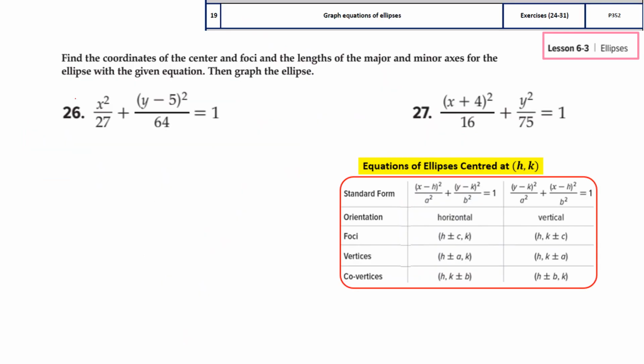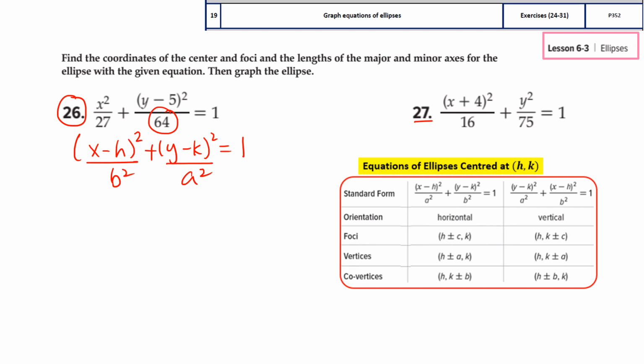So I will be solving 26 for you, and 27 you can do similarly. So first we need to select which ellipse it is, vertical or horizontal, and that we can do while we compare the coordinates. So let's write the standard form. And now look at denominator, which is more? It is more here in the denominator of y. So that means I will put a square here and b square here. So which ellipse it is? Very easy to see, it is vertical. Now we will find everything: center, foci, length of major, minor axis, and finally do the graph.